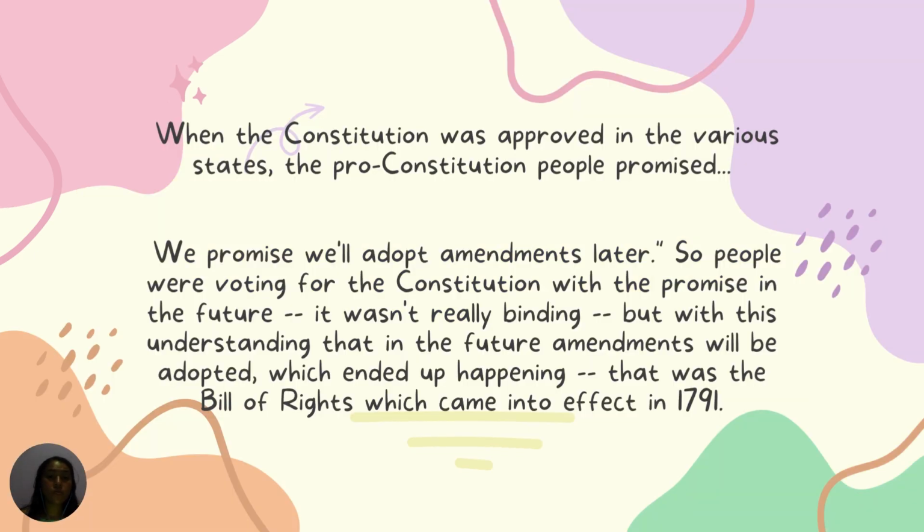When the Constitution was approved in the various states, the pro-constitution people promised, "We promise we'll adopt amendments later." So people were voting for the Constitution with that promise for the future. It wasn't really binding, but with the understanding that amendments would be adopted, which ended up happening. That was the Bill of Rights, which came into effect in 1791.